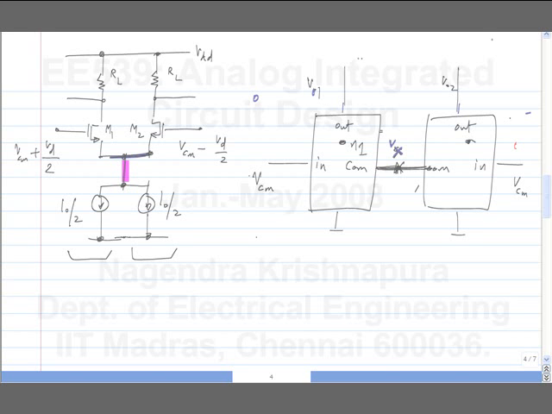What can you say about Vx? You can't say anything, it depends on the topology. What can you say about VO1 and VO2? They will be the same? Yeah, because they are identical circuits.